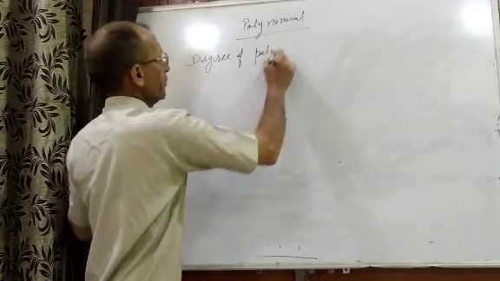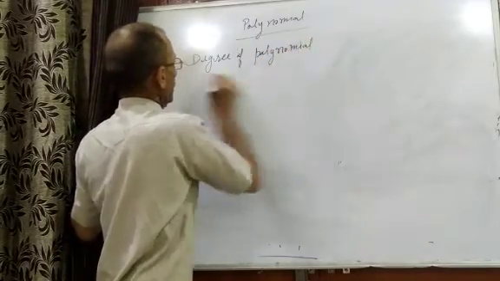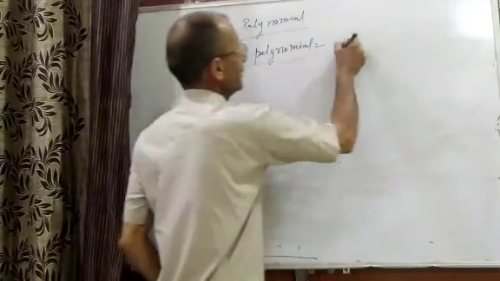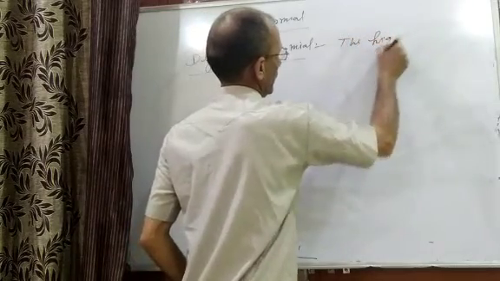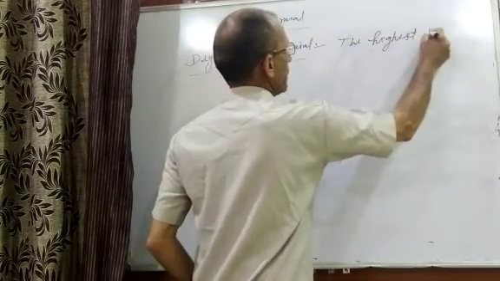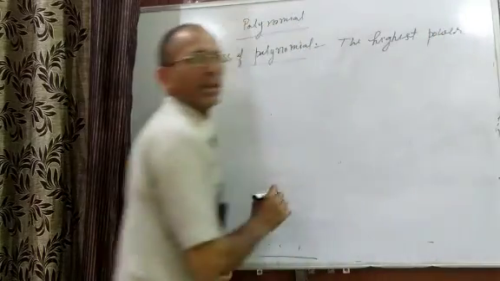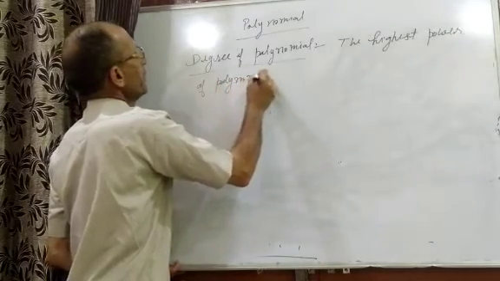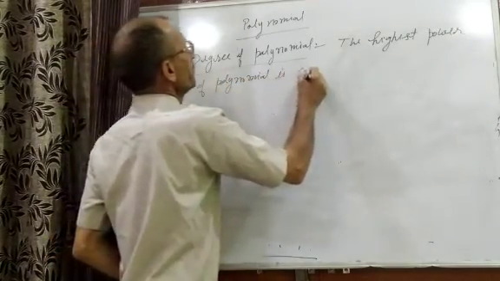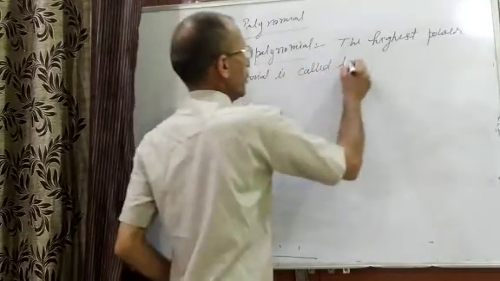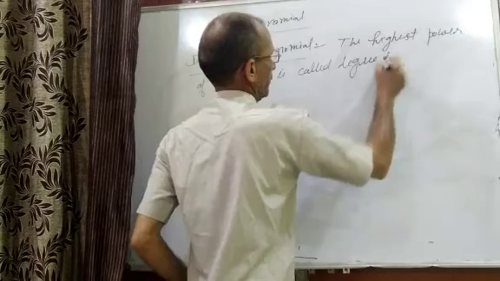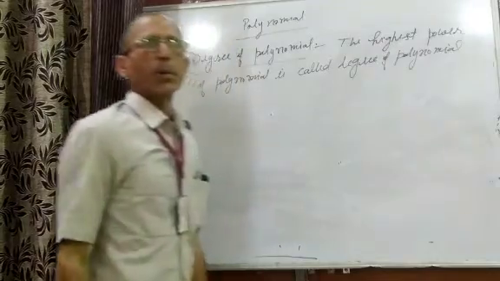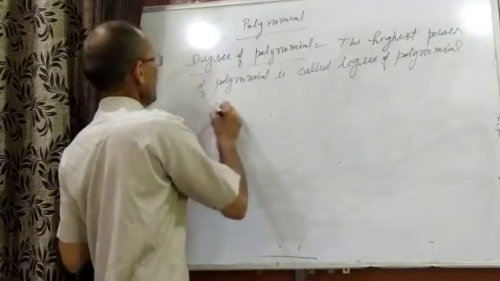Degree of polynomial. The highest power of a polynomial is called the degree of the polynomial.